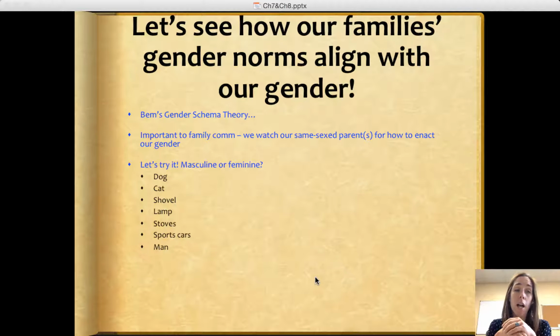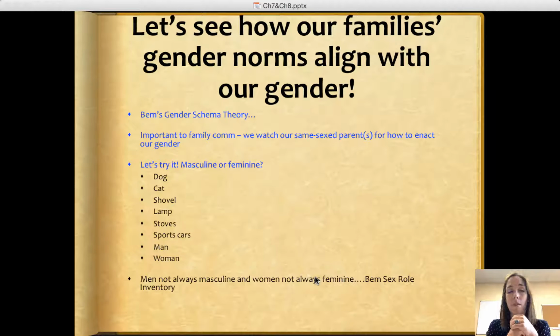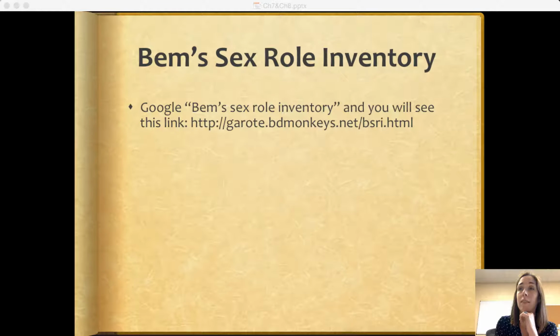So much so that we apply masculine to men and feminine to women, even though, as smart and observant people, we recognize that men aren't always really masculine and low in femininity, and women aren't always really feminine. But I want you to take Bem's Sex Role Inventory and find out how masculine or feminine you are. If you go to this link, which I'll go to for you now, you can take a test that will tell you how you score on this.